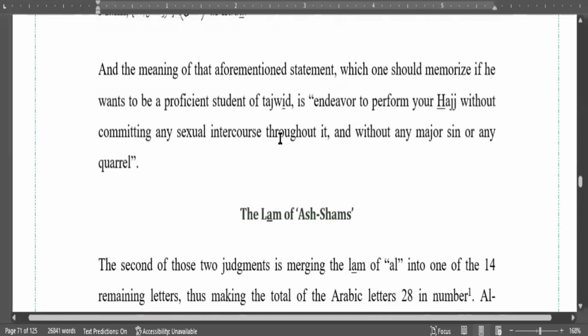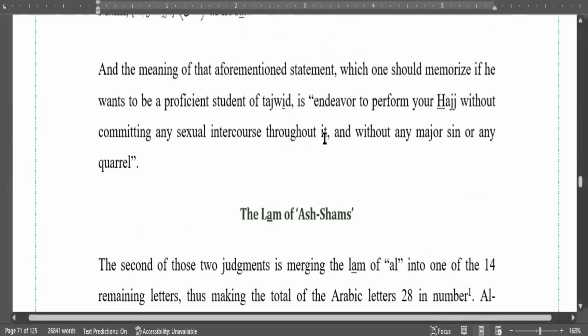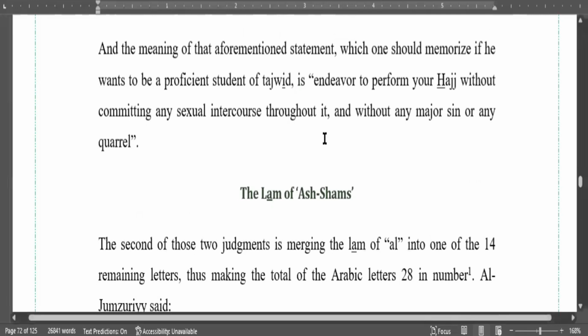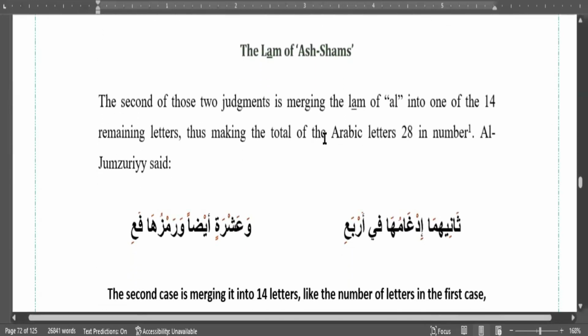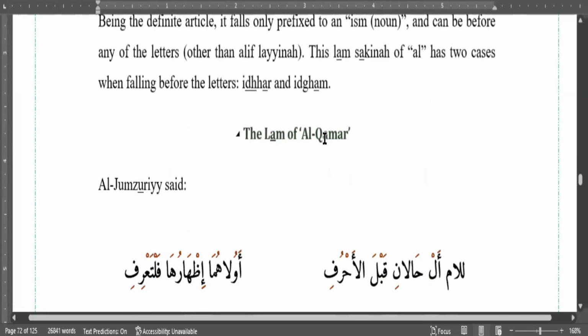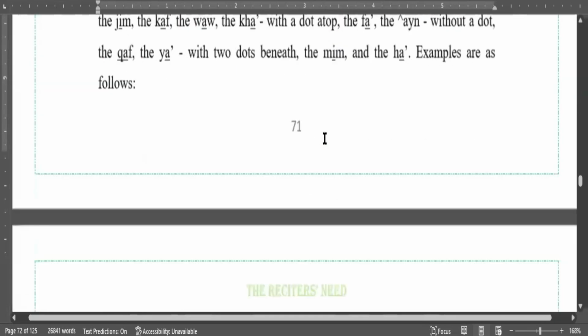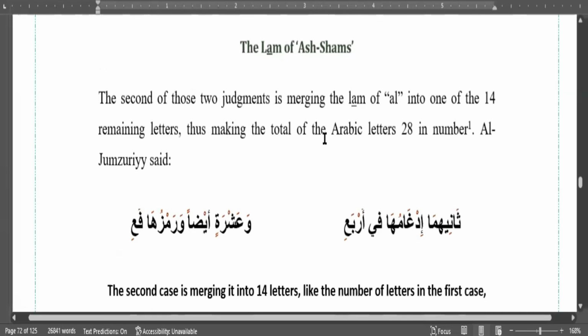And the meaning of that aforementioned statement, which one should memorize if he wants to be a proficient student of Tajweed, is: endeavor to perform your Hajj without committing any sexual intercourse throughout it and without any major sin or any quarrel. And now the lam of Ash-Shams. So the first one was the lam of Al-Qamar, and now the lam of Ash-Shams.